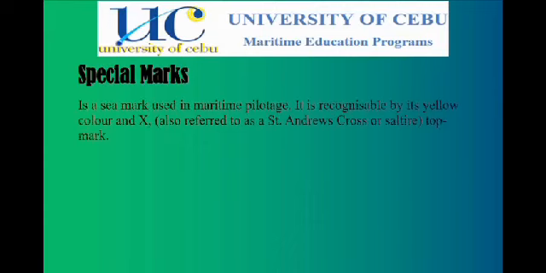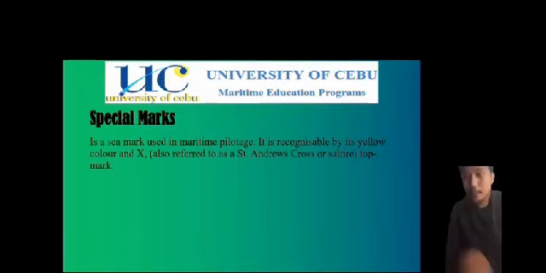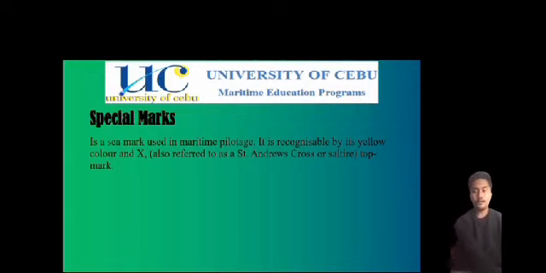Special marks is a sea mark used in maritime pilotage. It is recognized by its yellow color and X top mark. Special mark information: a special mark, as defined by the International Association of Lighthouse Authorities, is a sea mark used in maritime pilotage. It is recognizable by its yellow color and X, also referred to as a St. Andrew's Cross or saltire, top mark. It has a distinctive sequence of various flashes that does not match any other navigational mark flashes in its vicinity.